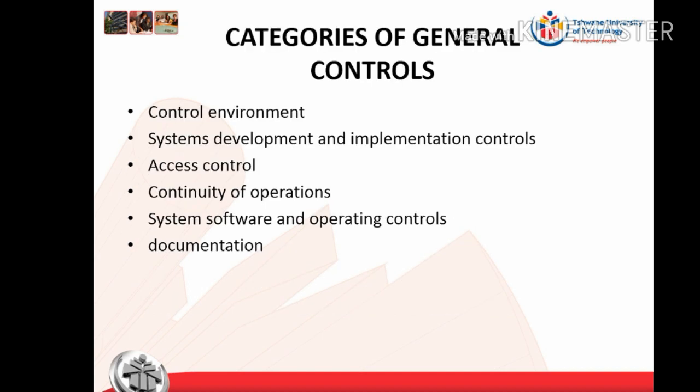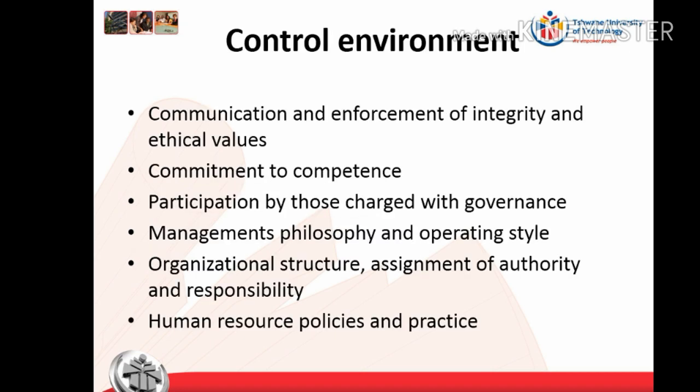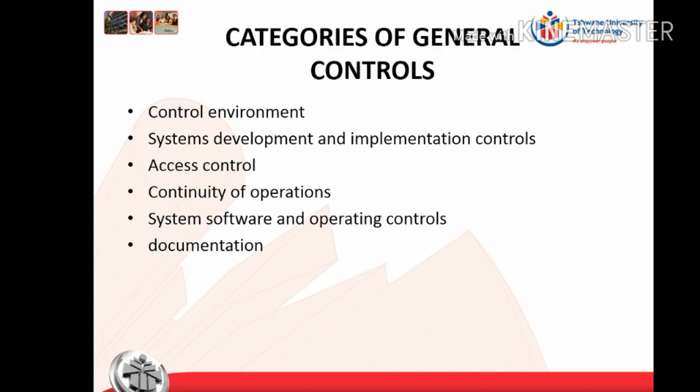Categories of general controls: we have control environment, system development and implementation controls, access control, continuity of operation, system software and operating controls, and lastly, documentation. Now, these categories can be broken down further into subcategories. So these are the categories of general controls. We also have subcategories of each category that we just mentioned.